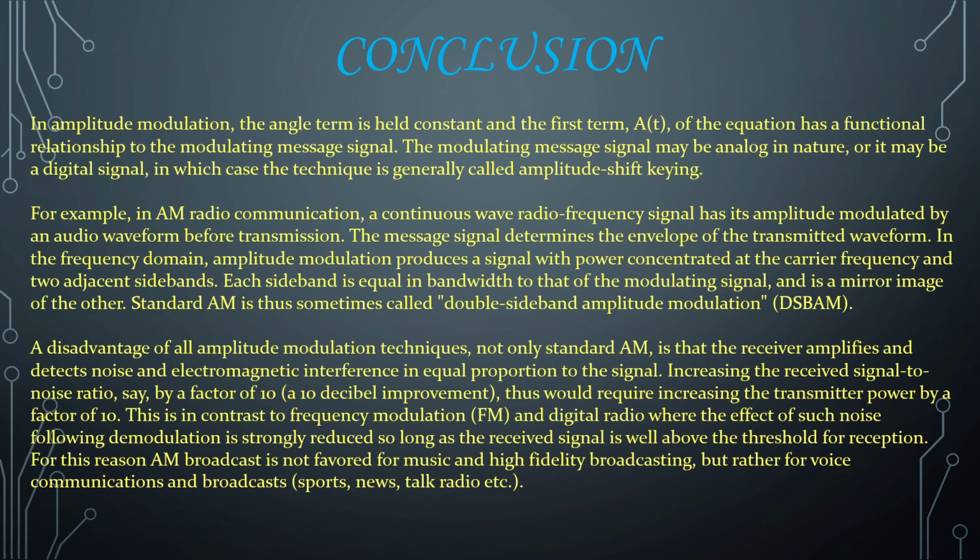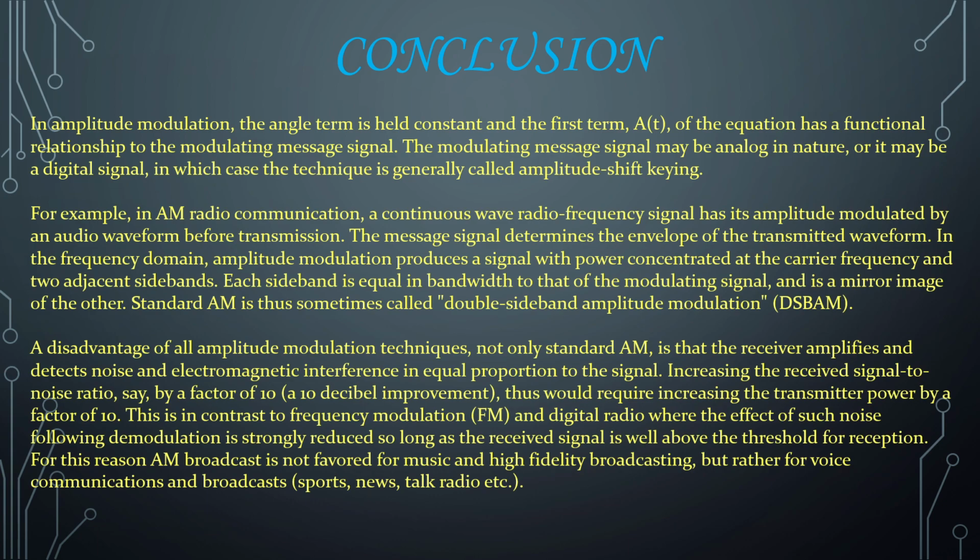In the frequency domain, amplitude modulation produces a signal with power concentrated at the carrier frequency and two adjacent sidebands. Each sideband is equal in bandwidth to that of the modulating signal and is a mirror image of the other. Standard amplitude modulation is sometimes called double sideband amplitude modulation (DSB-AM). The disadvantage of all amplitude modulation techniques, not only standard AM, is that the receiver amplifies and detects noise and electromagnetic interference in equal proportion to the signal.